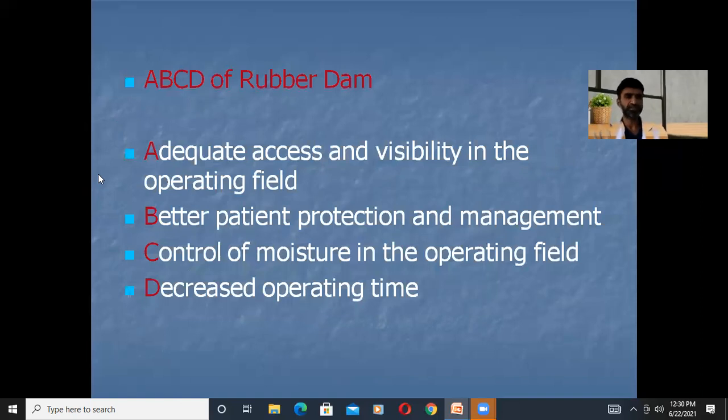What is the rule? We have to set a certain rule. What are the ABCD of the rubber dam? A stands for adequate access and visibility in the operating field. B, better patient protection and management. C, control of moisture in the operating field. D, decreased operating time.